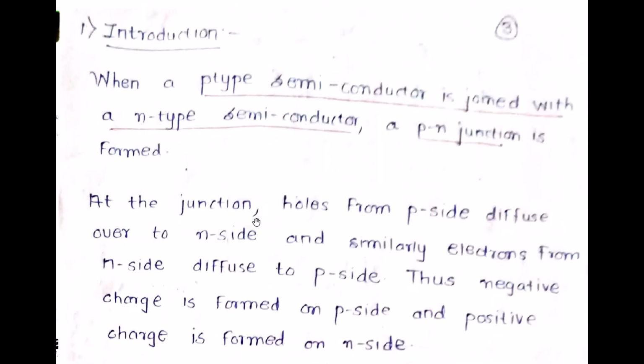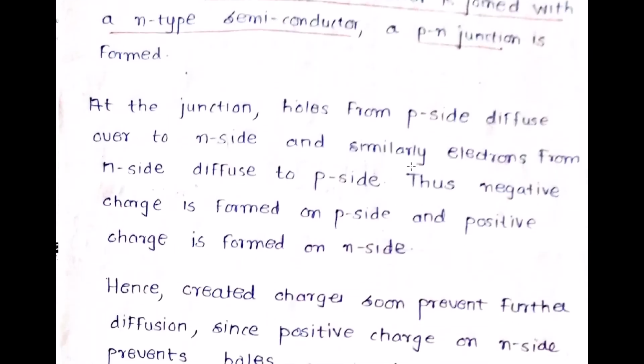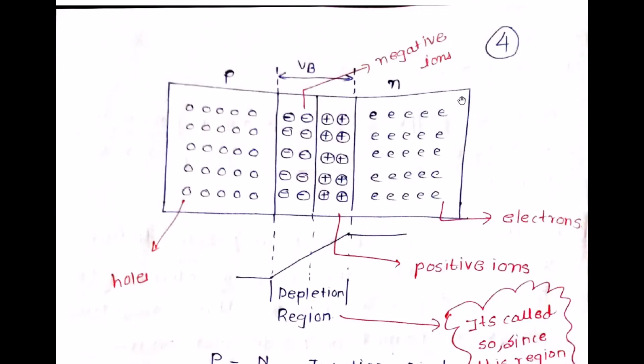So at the junction, holes from P side diffuse over to N side. So the holes which are there on the P side basically diffuse towards the N side, and the electrons from the N side diffuse towards the P side. So the electrons which are there on the N side basically diffuse towards the P side. So that's a P-N junction diode, in which we have holes on the P side, we have electrons on the N side. So the holes from the P side move towards the N side, and the electrons on the N side move towards the P side.